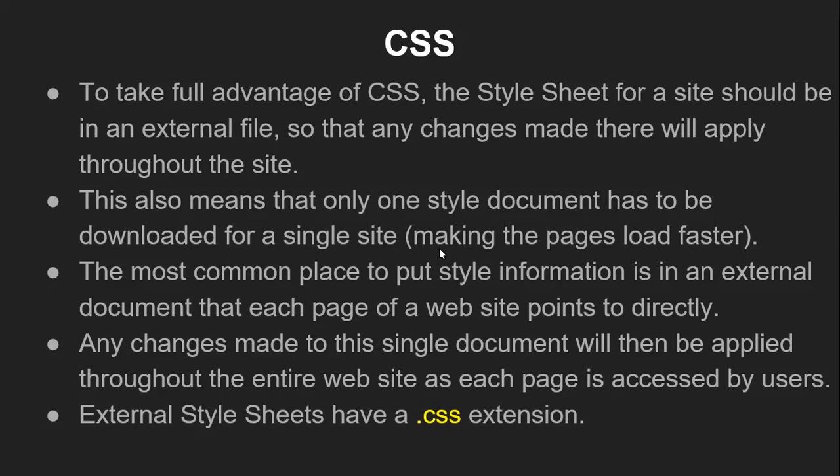Now, the most common place to put style information is in an external document that each page of a website points to directly. Any changes made to this single document will then be applied throughout the entire website as each page is accessed by users. So the external style sheets have a .css extension. So when you are saving your CSS file, you have to use the .css extension on it, just as you did for your HTML, .html.